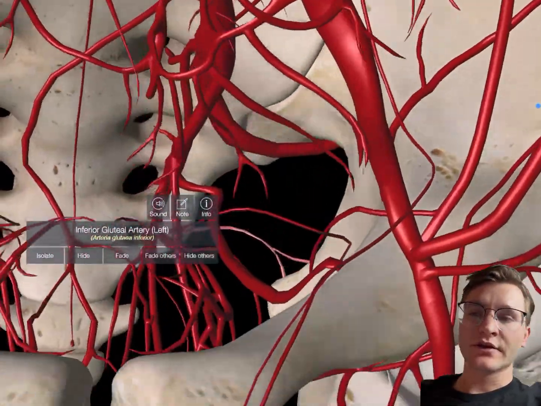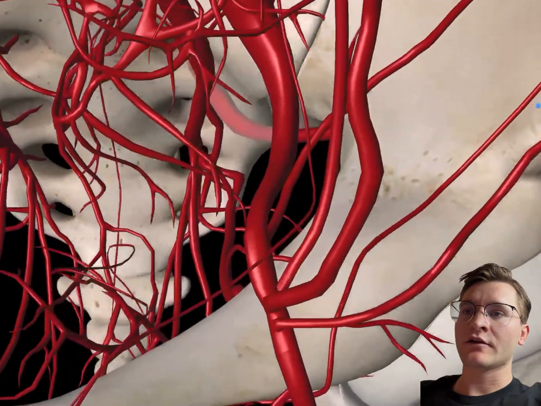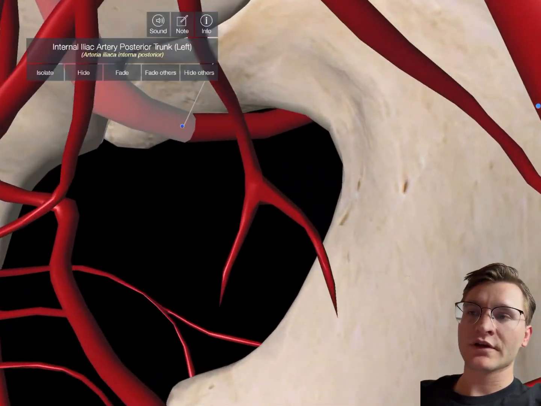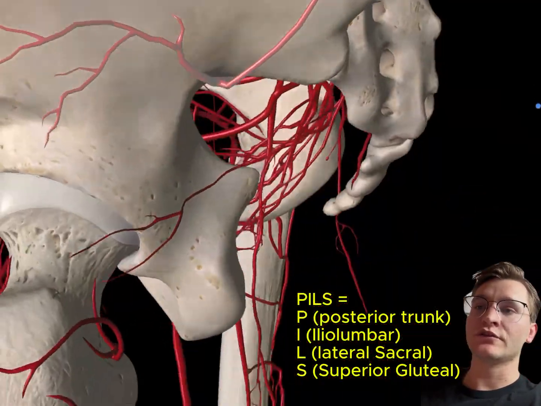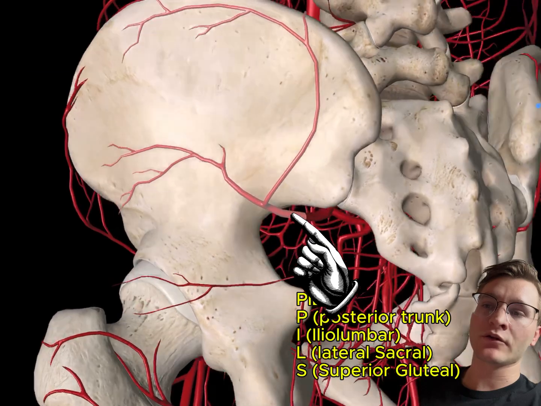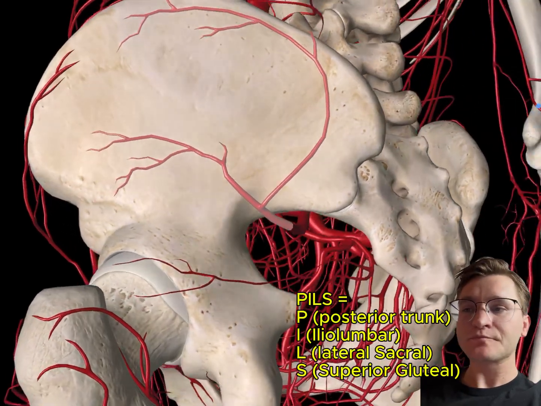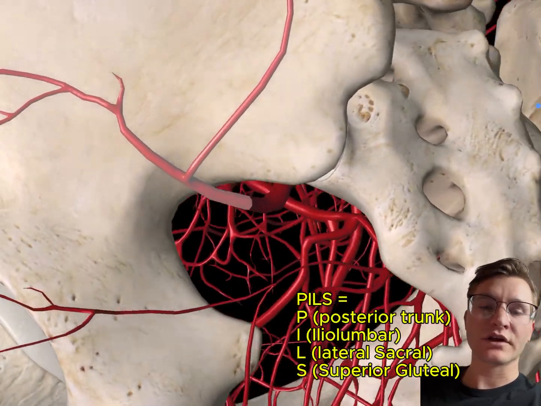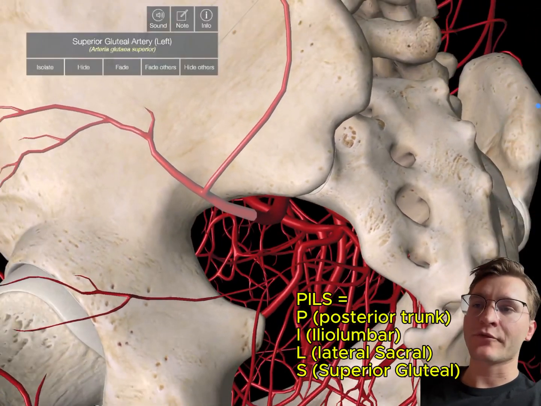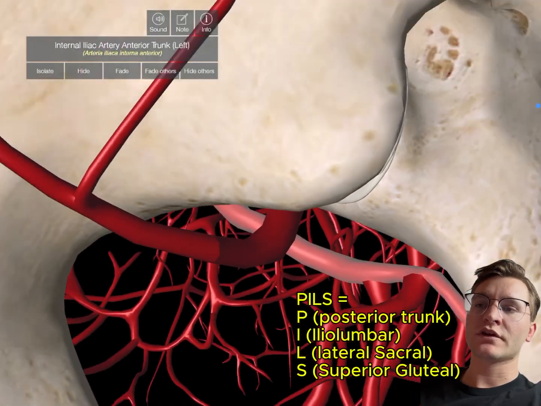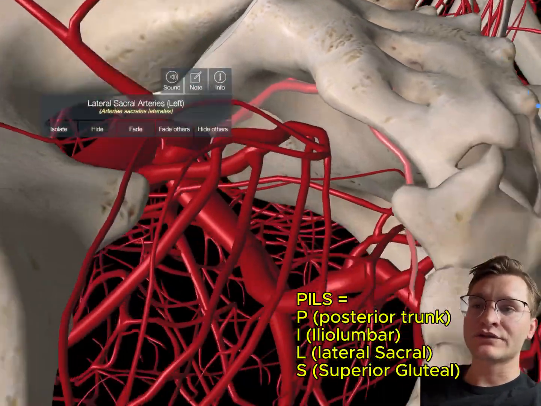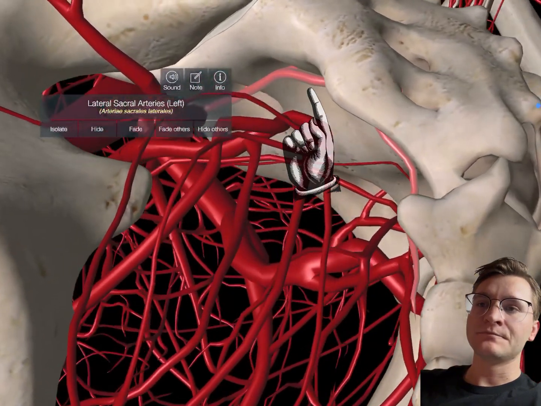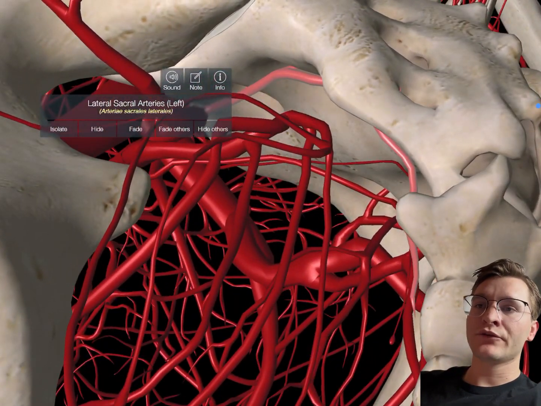All right, so now let's look at our posterior trunk and see if we can find our arteries here. Sometimes it blends in and becomes our superior gluteal artery, which is what's shown on this 3D model. Sometimes it's a branch. There's variance between each model and cadaver. Anatomy is different from person to person. But keep in mind, we're looking for our PILS. The posterior trunk has our iliolumbar, lateral sacral, and superior gluteal. So there are our lateral sacral arteries. I think that's about it. I think these are all I found.